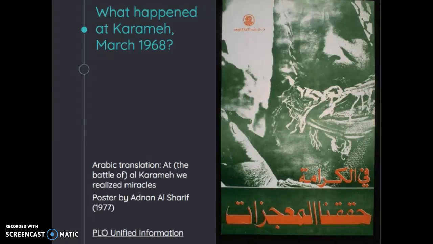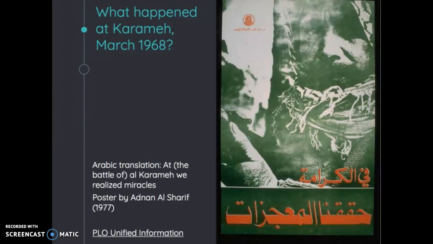The Karameh operation is a reprisal attack by Israelis after Fatah launched attacks on Israel from Karameh, excuse me. The incident at Karameh, and this poster here, "We've delivered miracles," is a very idea, and Karameh will become part of a Palestinian myth-making struggle. And again, you're going to have to investigate different historians and different perspectives to get to the bottom of what's going on here.